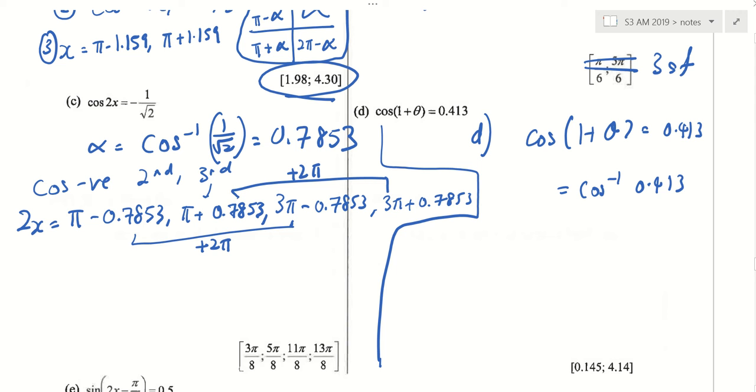Reference angle. Always start with reference angle. Alright, don't go straight away to the answer. I know you will get the answer later, but you may miss out one or two answers. Can you tell me what's the value you press in your calculator? Radian. All in radian because on top it says solve the equation 0 to 2 pi.